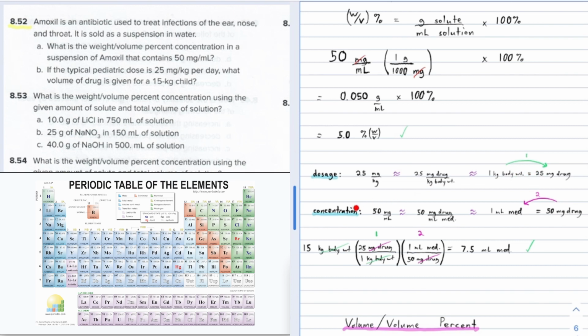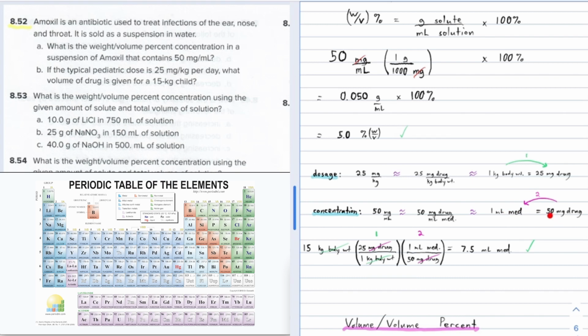Now the concentration that we used in part A is 50 milligrams per milliliter, and that means 50 milligrams of drug per milliliter of medication. So if you got 1 milliliter of medication, it's going to have 50 milligrams of drug.